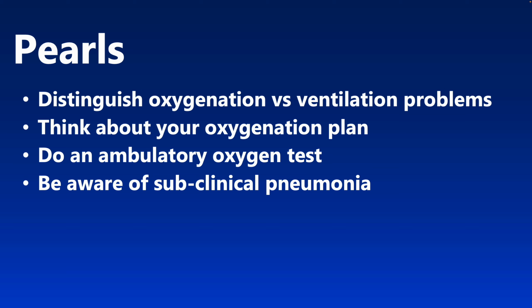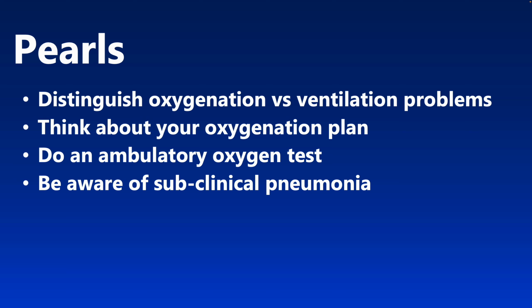And then some important pearls when it comes to shortness of breath. One thing that I like to talk to medical students about is distinguishing between an oxygenation problem versus a ventilation problem. If a patient comes in and they're short of breath and their oxygen stats are in the 70s, that's an oxygenation problem, right? They're not getting enough oxygen, so we need to do something about that, whether it's nasal cannula or a non-rebreather or non-invasive positive pressure ventilation with a BiPAP or a CPAP. That low oxygen number is an oxygenation problem.